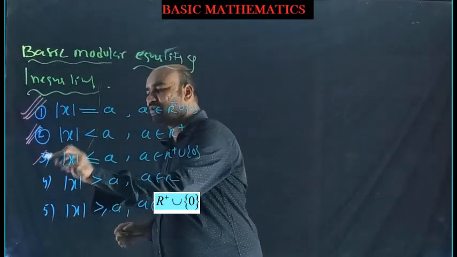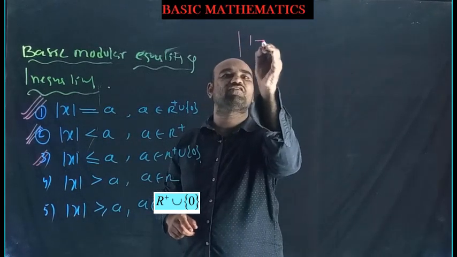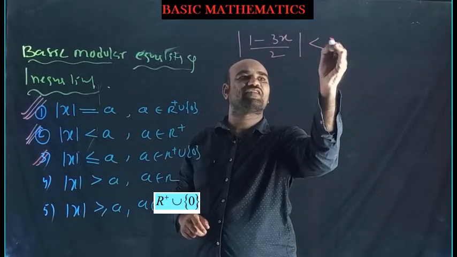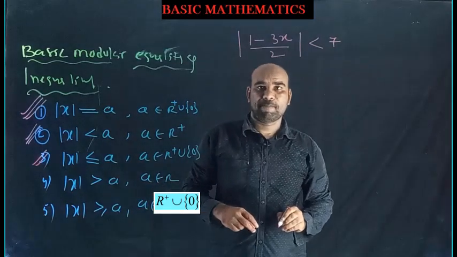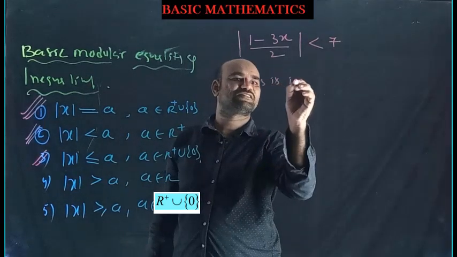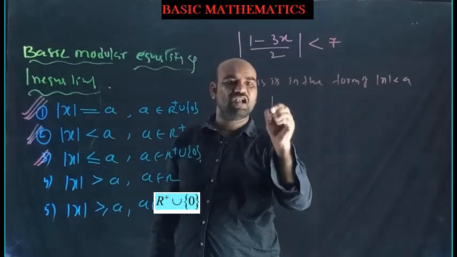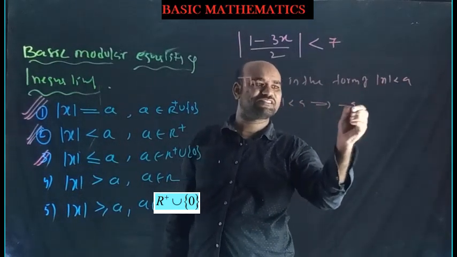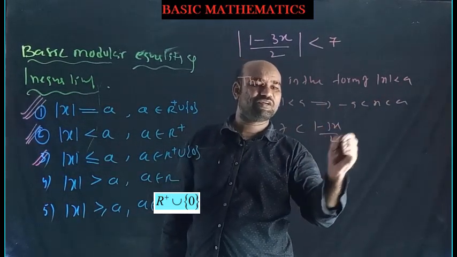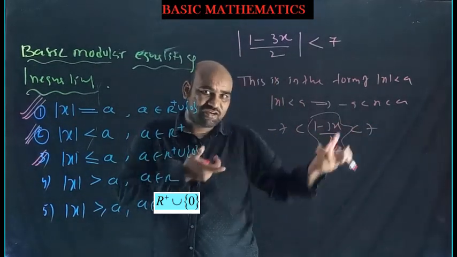Okay, students, that one also completed. I did one problem, one more problem. Find x so that mod of 1 minus 3x by 2 is lesser than, for example, 7. So how to write the steps and complete the problem? This is in the form of mod x less than a. Already we know that mod x less than a implies minus a less than x less than a. Means minus 7 less than 1 minus 3x by 2 less than 7. Here you want x. We want to find x lies in what interval?